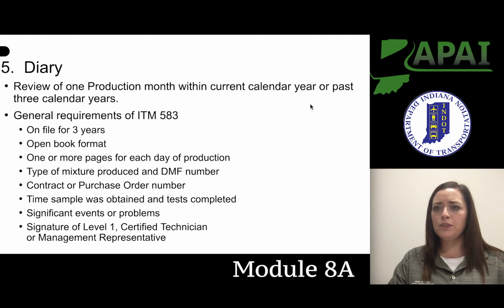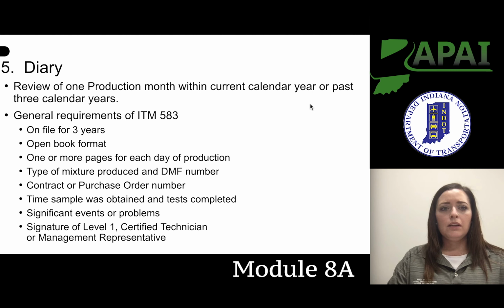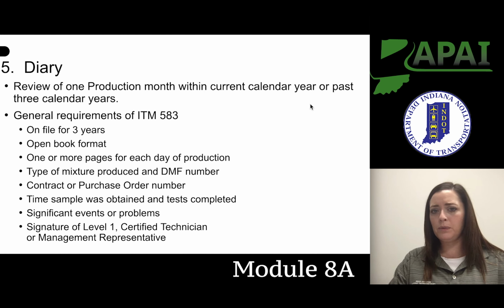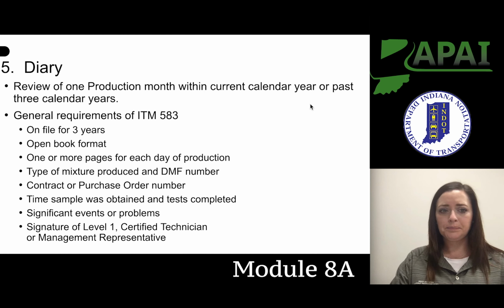Section 5 reviews the diary portion. The diary is reviewed month by month. So the NDOT team member will select a production month within the current year or within the past 3 years. Typically, if you're looking at a PWL contract, you will review the highest produced month of that mixture. So you're kind of looking at that throughout the year.